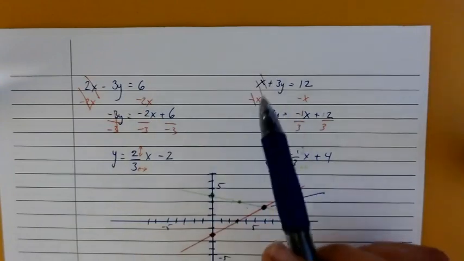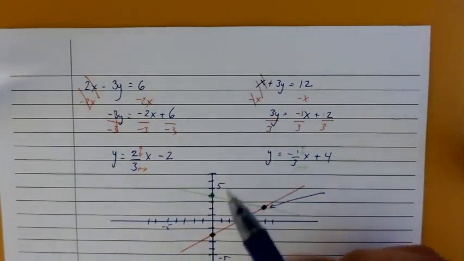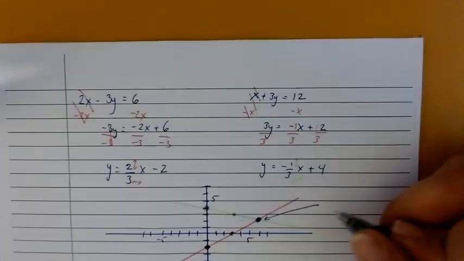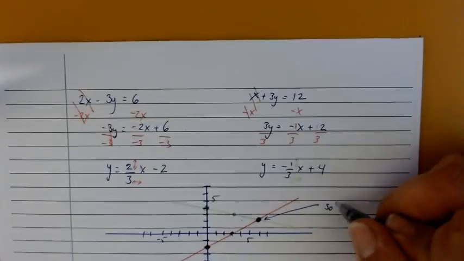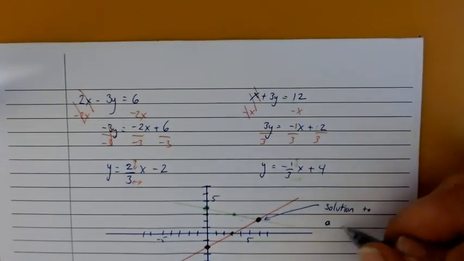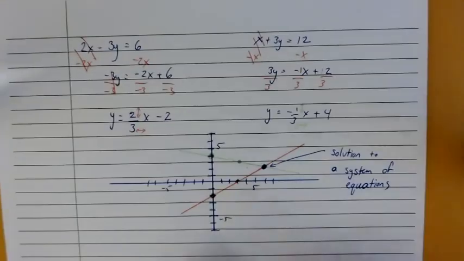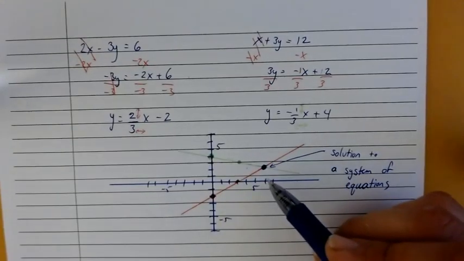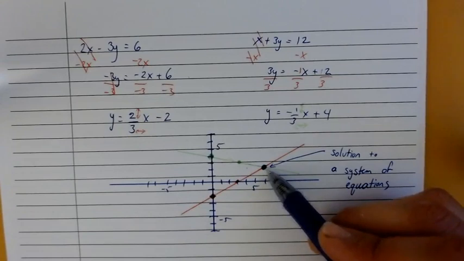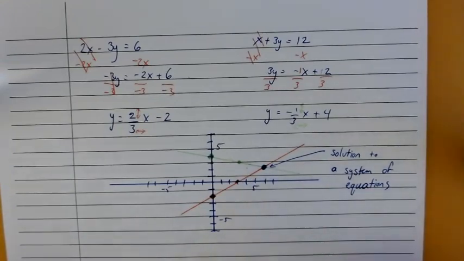Whenever you have two or more equations together, it's called a system of equations. Any solution that works for all of the equations in that system is the solution to the system. Solution to a system of equations. Notice right here we had two equations, and I can find one point where they cross, meaning there's one point where the two equations are solved.